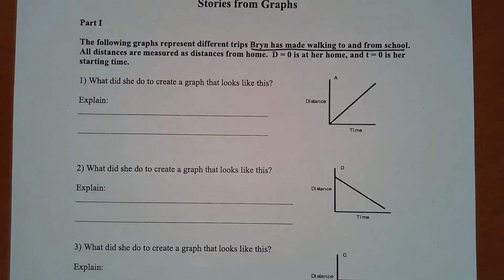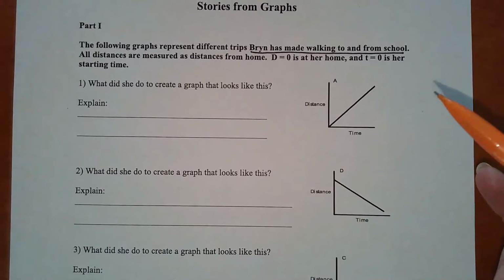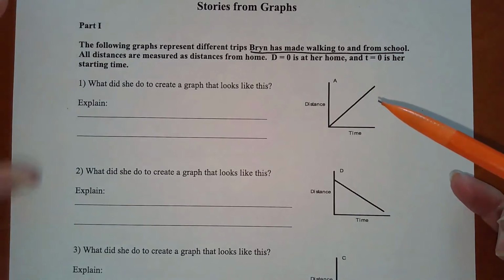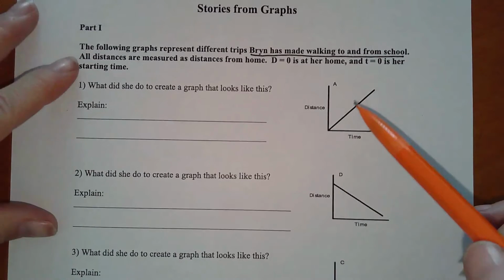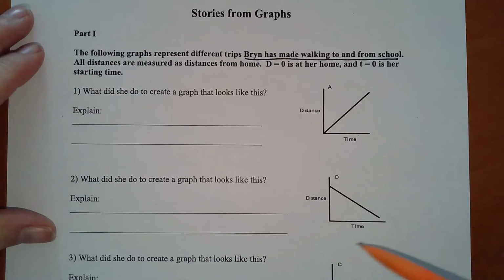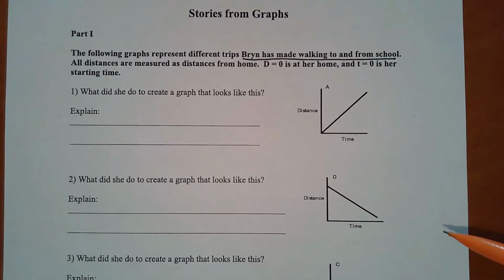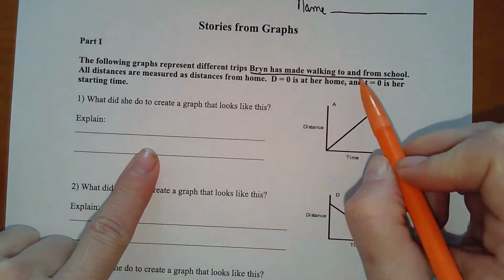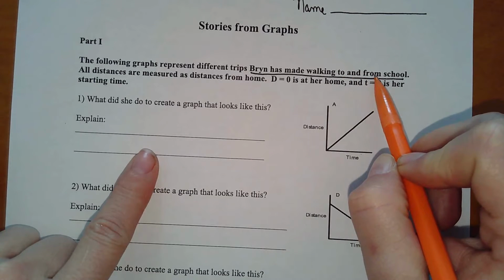Now that you've had practice making a graph that shows distance and time, now we're going to do it backwards and look at what stories these graphs can tell us. So, first we have Bryn walking to and from school.